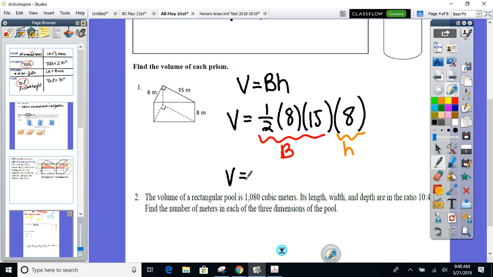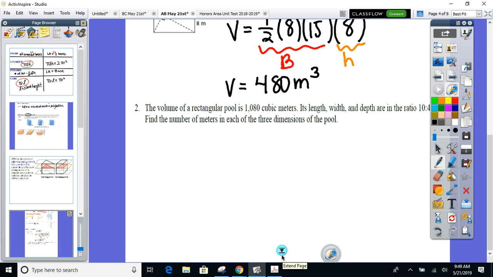And we end up with the volume to be 480 meters. Welcome to volume now. Cubed. The units are cubed in volume now.